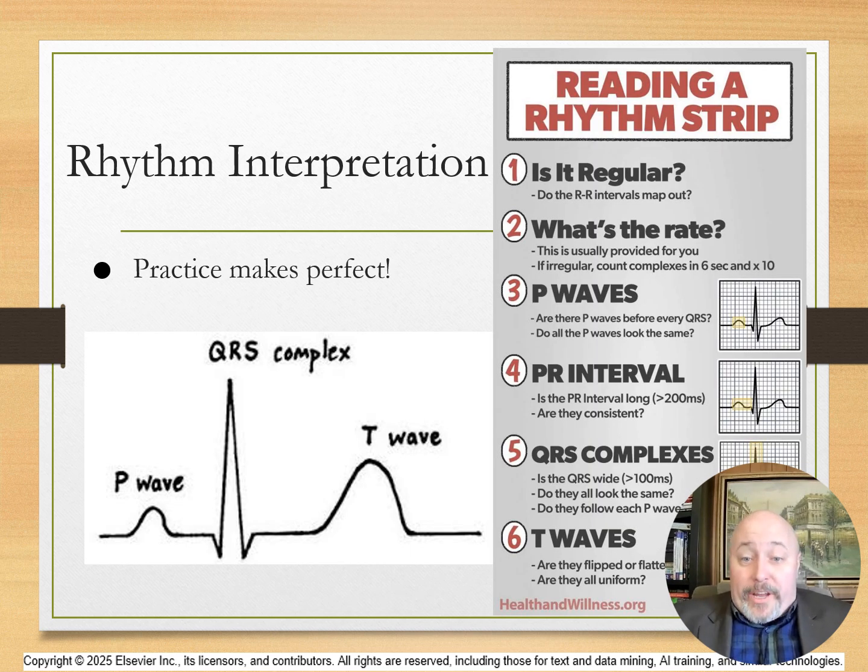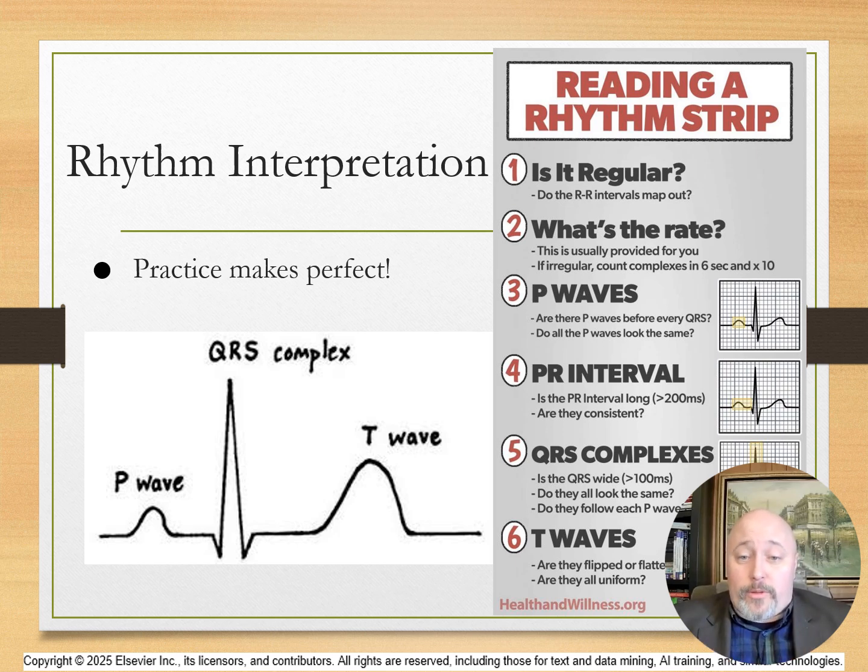And just wrapping up, as a review on reading these rhythms, you want to do it in a systematic manner, beginning with: is the rhythm regular? What is the heart rate? Assessing the P waves, the PR interval, looking at those QRS complexes, and finally the T waves. It's going to take practice, but the more you do it, the easier this is going to get. Don't let it be overwhelming. Just look at it one piece at a time.